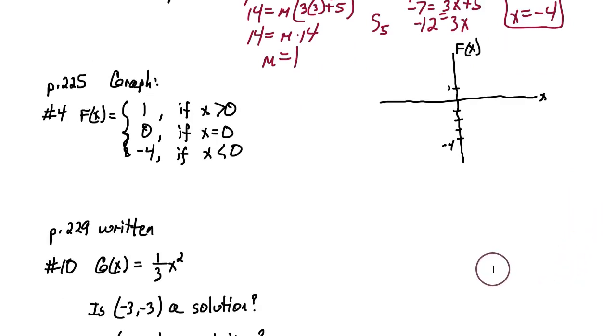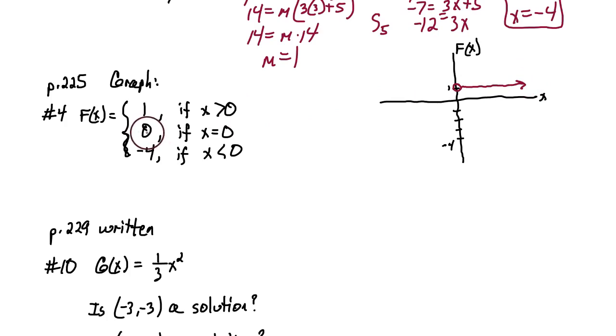Page 225, we're asked to graph a step function, a function that's defined in pieces. There are 3 distinct pieces. Sometimes the value of the function is 1, but only when x is greater than 0. So on the graph, let's go up to where f is 1 and mark that with an open dot. There's not a closed dot at 1 because this definition says that it's only equal to 1 when x is greater than 0, not when x is 0. Then draw a horizontal ray pointing to the right forever.